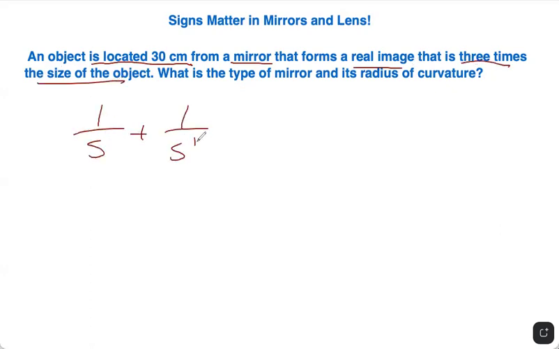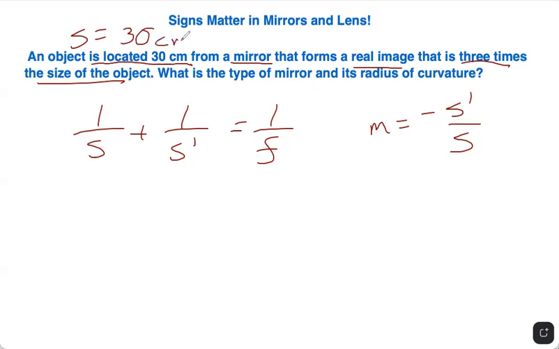1/object plus 1/image equals 1/focal length. I realize that you might be dealing with DO and DI. However, your formula sheet has S and S prime for this term. Magnification is negative S prime over S. So here we go. We know that the object is 30 centimeters. We're going to keep it all in centimeters for the purposes of this question. And it forms a real image.